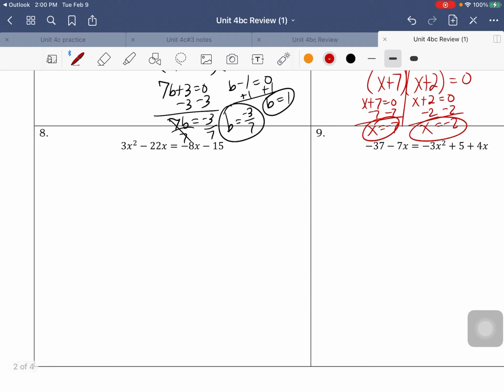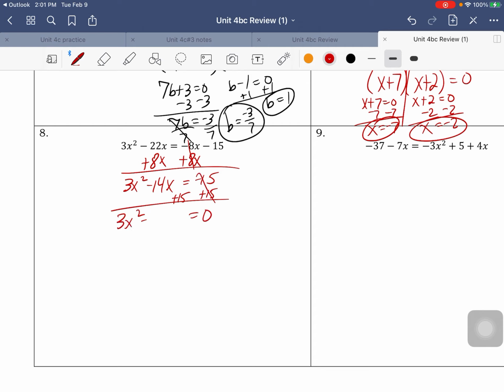Number 8, looking at our a term is already positive, so I'm going to move all the terms to the left to get into standard form. You certainly could do minus 15 right with the plus 8. That would save one step. And then we do a times c. And what two numbers multiply to 45? So 45 and 1, 15 and 3, 9 and 5. None of those add up to negative 14.